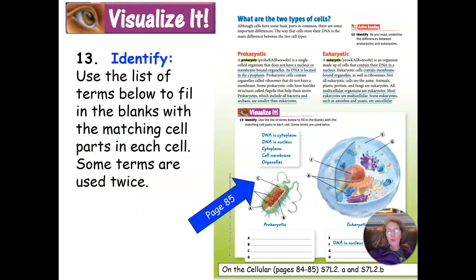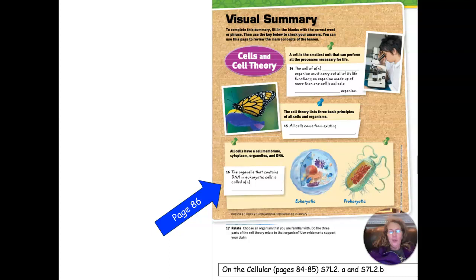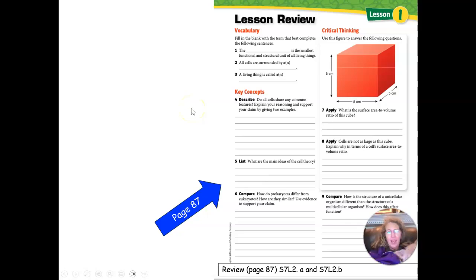So there you have your label question. Then you end up with a visual summary. And then you have your lesson review. And we will probably turn the lesson review in as paper. Just depends how much of the formatives I can get done.